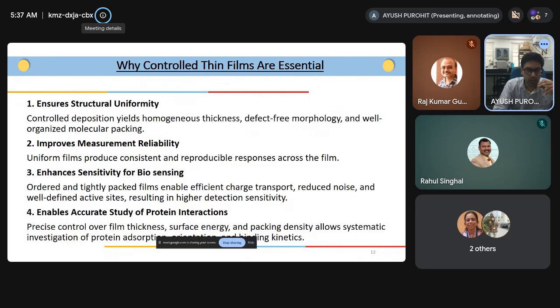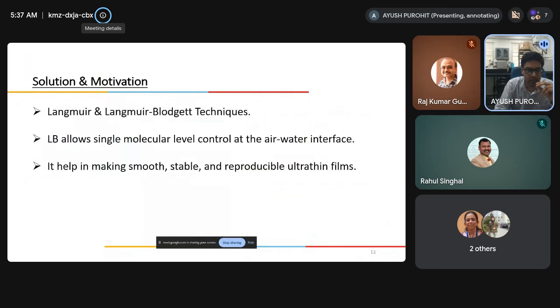So why are controlled thin films essential? It ensures structural uniformity. It improves measurement reliability and hence sensitivity for the biosensor. It enables accurate study of protein interactions.